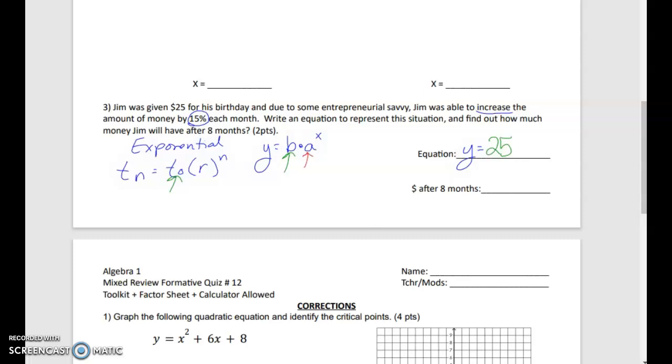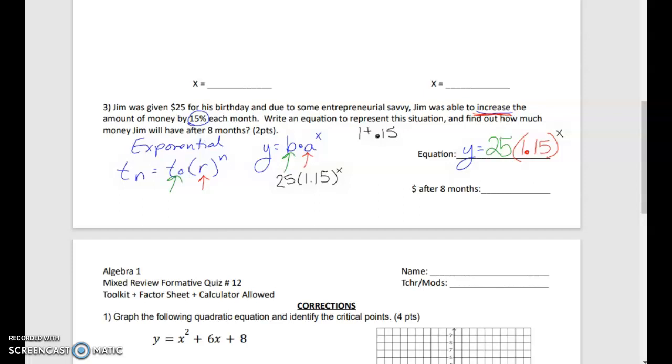And then a is our rate increase. But because this is a multiplier and we want it to add on every time, we're going to start with the 1.15 because of the increase. And then to the x power. So this is our equation: 25 times 1.15 to the x power. Now this is for an increase. If it were a decrease, I would have done 1 minus 0.15, but because it's an increase, I'm adding it.